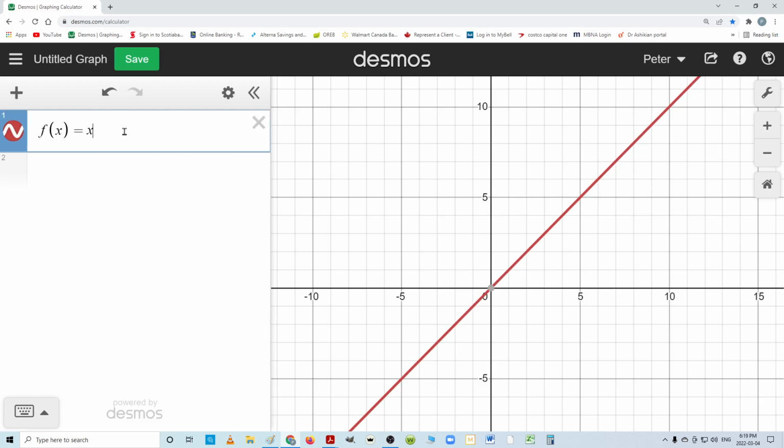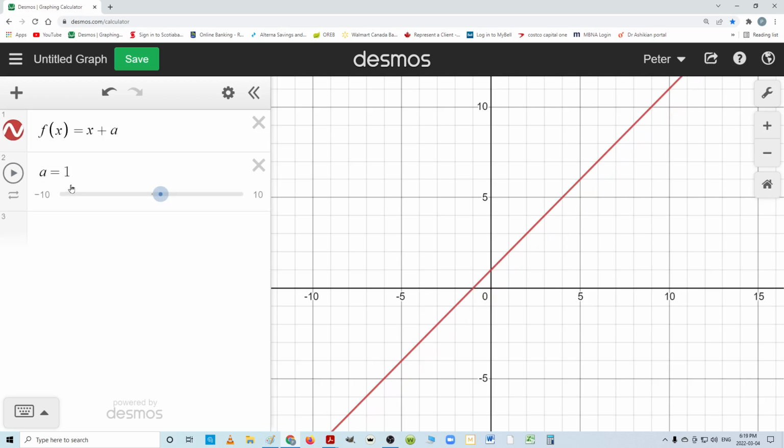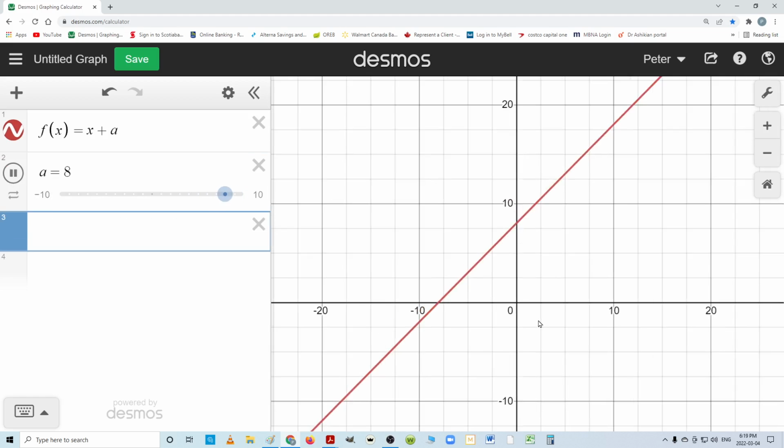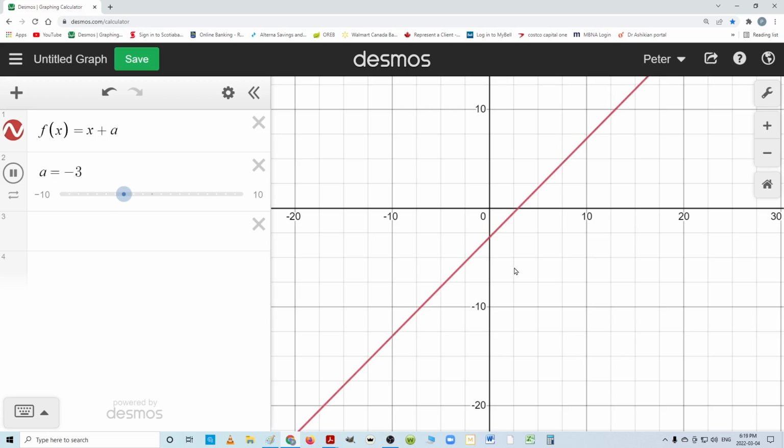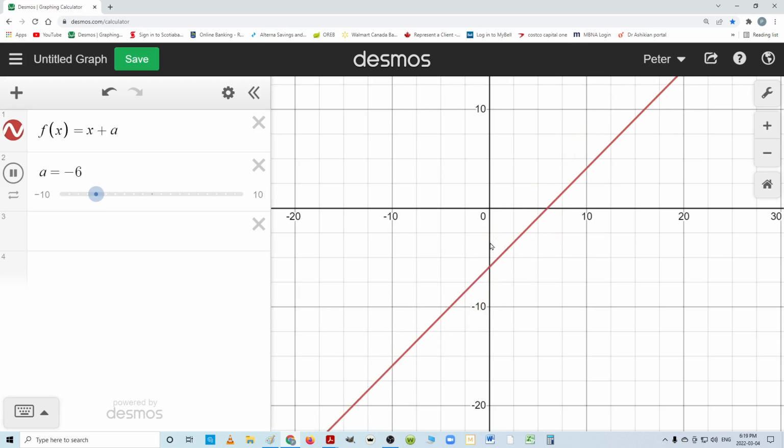I want you to notice something. I'm going to put plus a. Doesn't matter what a is. And I'm going to make a go from anywhere from minus 10 to 10 in steps of 1. And I'm going to hit play. Now watch what happens to my line. It goes all the way up to 10 and all the way down to negative 10 and back up.